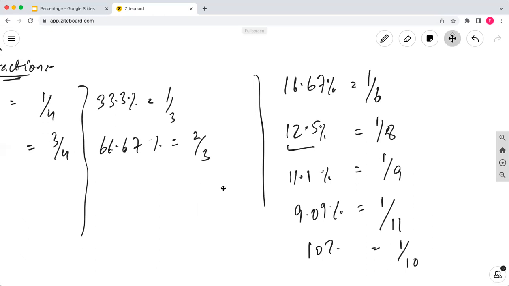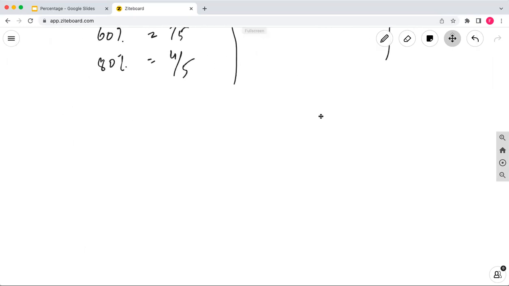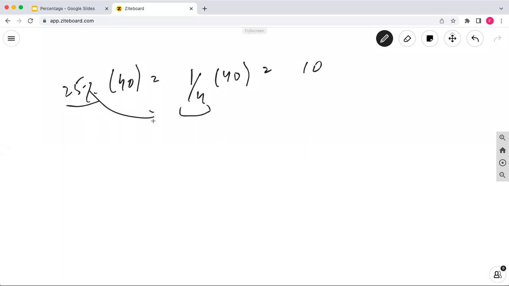Okay, so these are pretty much common percentages which are usually asked. So you must know how we can transform these into fractions. Just by making them into fractions, our task will be a bit easy. For example, 25% of 40 is what? This is 1 by 4. 1 by 4 of 40 is 10, right? If you already know what this is in fraction form, you can quickly solve any percentage.